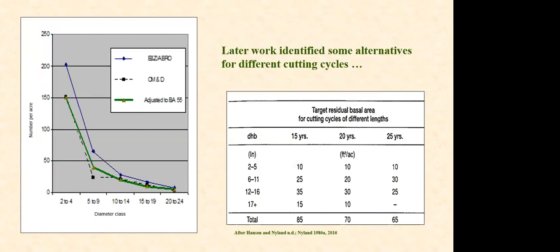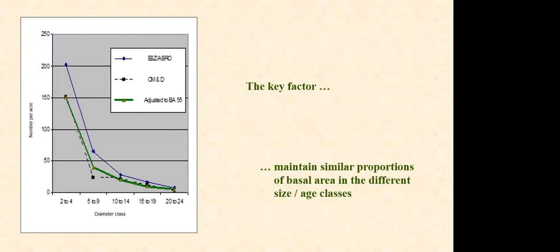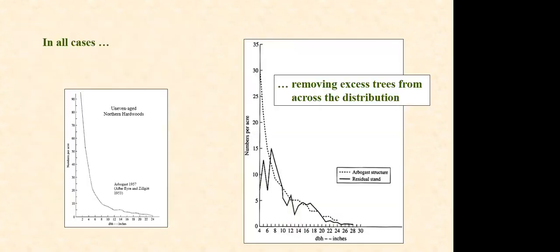I no longer recommend going to lower residual density with the longer cutting cycles. You just have fewer options in the future. So if you make some sort of a mistake, it's going to trap you with those lower densities. The key factor here: you want to maintain similar proportions of basal area across the size or age classes, similar to what Arnold and Gilbert originally proposed for northern hardwood. I would argue that probably this concept applies to other forest community types as well, where you get uneven age stand.